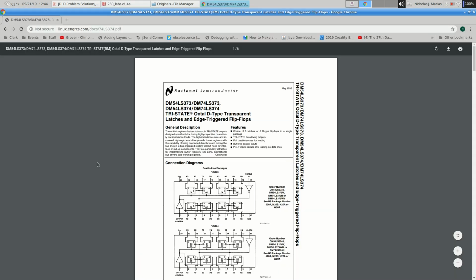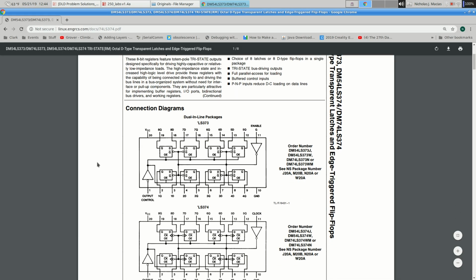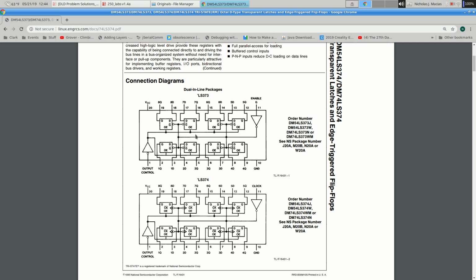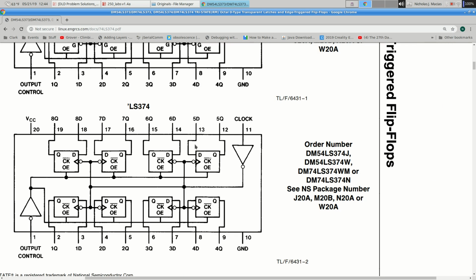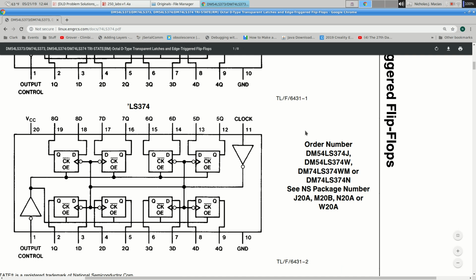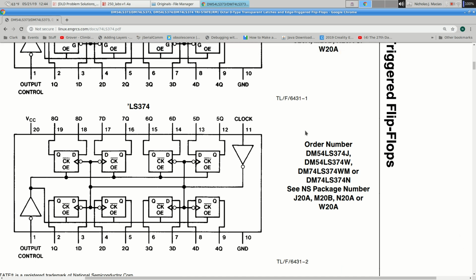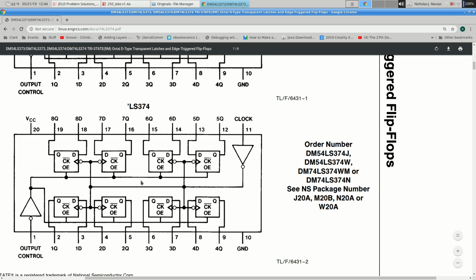The picture on the top is the 373, that's not the one we're using. We're using the 374 down here on the bottom. It's got 8 flip-flops inside. Ground on pin 10, power on pin 20, no surprises there. Each of these is a D flip-flop. It has a D input, a Q output, and a clock. All the clocks are tied together and are connected to pin 11.